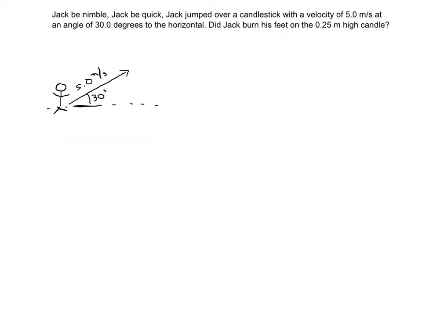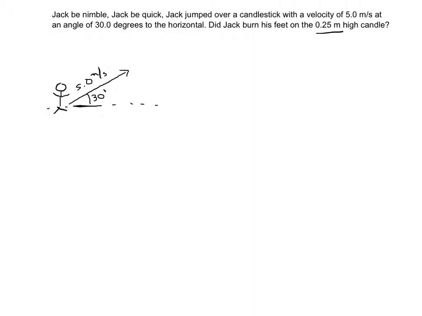Okay, here we've got Jack, and it's Jack be nimble, Jack be quick, Jack jump over a candlestick, with a velocity of 5 meters per second at an angle of 30 degrees to the horizontal. And it's asking us, did Jack burn his feet on the 0.25 meter high candlestick? The big thing here is to remember that this 0.25 meters is not necessarily his height, but it's the minimum height that he needs to reach.